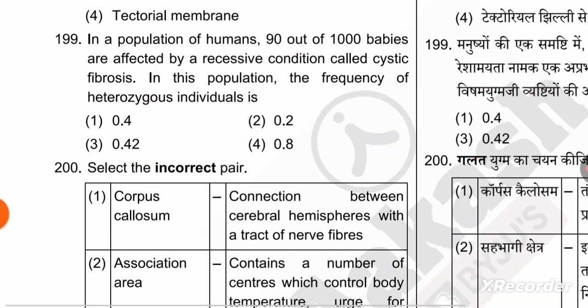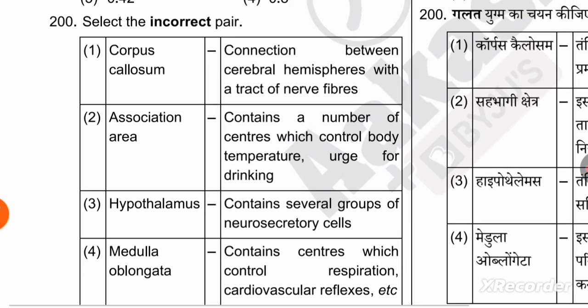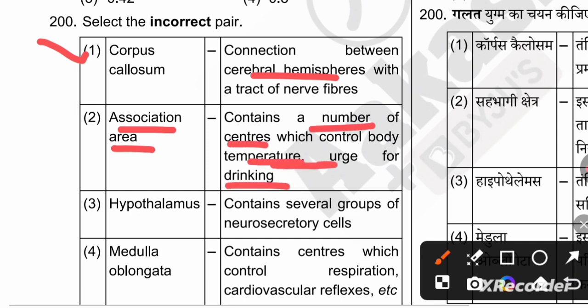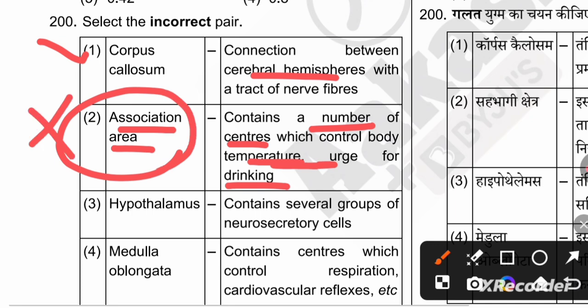Let us go to the last question. Select the incorrect pair. Corpus callosum, connection between cerebral hemispheres, right one. Association area contains a number of centers which control body temperature, urge for drinking. Temperature is controlled by the hypothalamus, not by the association area. Hypothalamus contains several groups of neurosecretory cells, correct. Medulla oblongata contains centers which control respiration, cardiovascular activity. This is also right one. So option 2 is the wrong answer for this question.